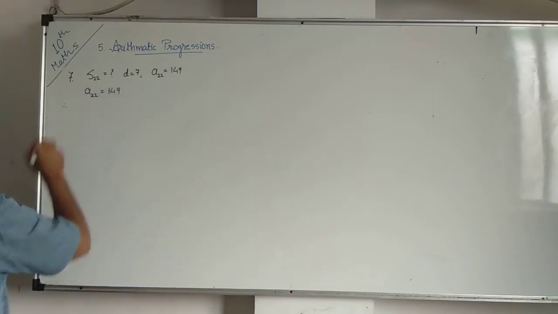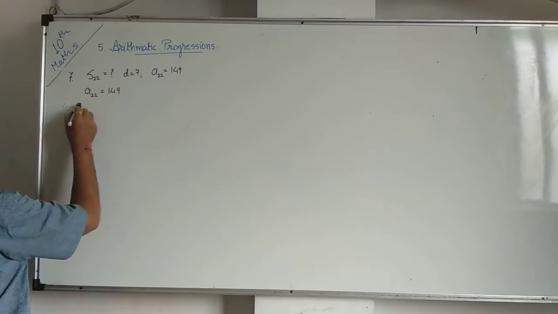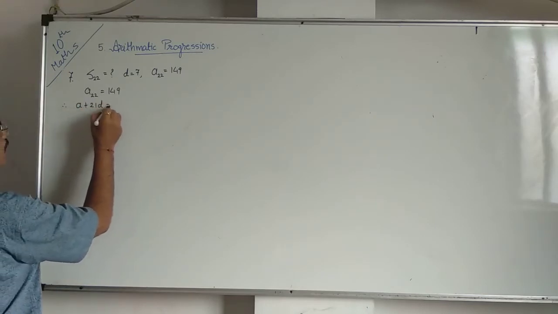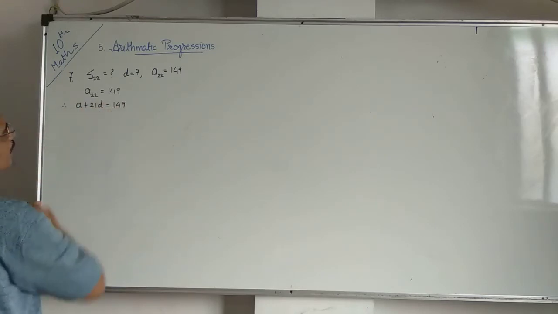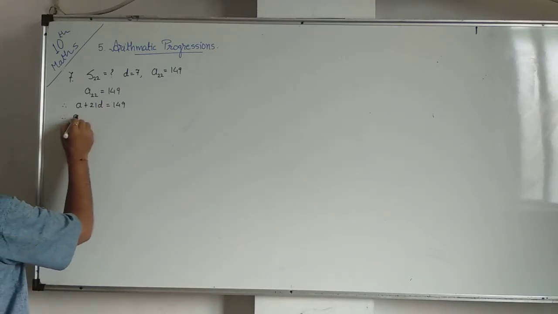What do you mean by A22? It means applying the formula a plus n minus 1 d, where n is 22. So it is a plus 21d, and that equals 149. Now A22 is given as 149, so a plus 21d equals 149. Now d we have is 7.